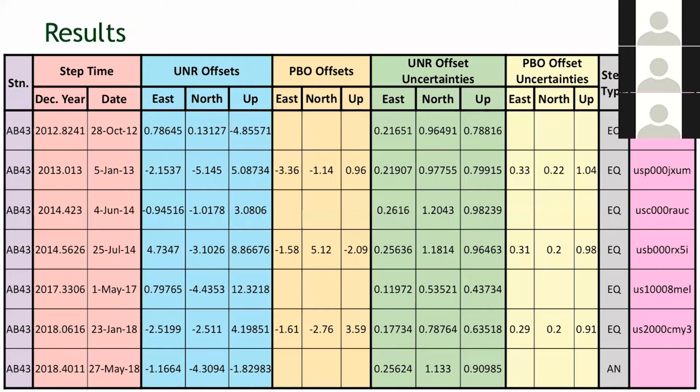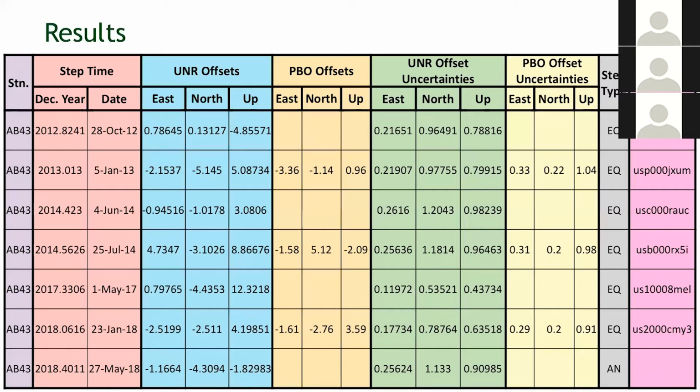Hopefully this works for more than just the station, but this is an example. On the left in the purple shows the station, which is how it's organized. The columns in red show different date types or ways you can look at it. Then we finally get to the crux of the matter, which is the offset. UNR is in blue. It shows it in east, north, and up components.